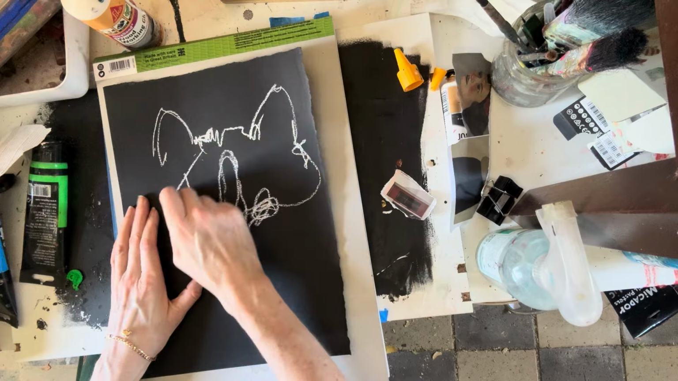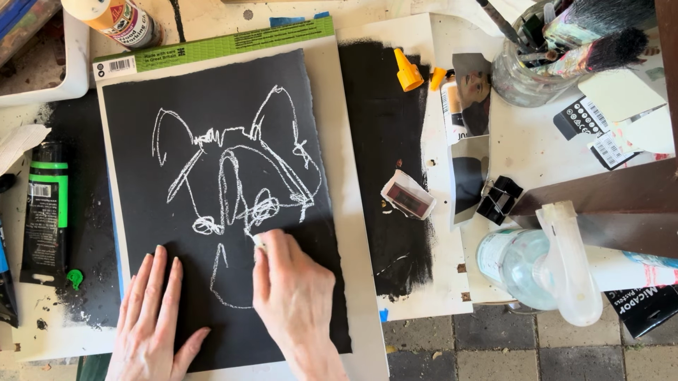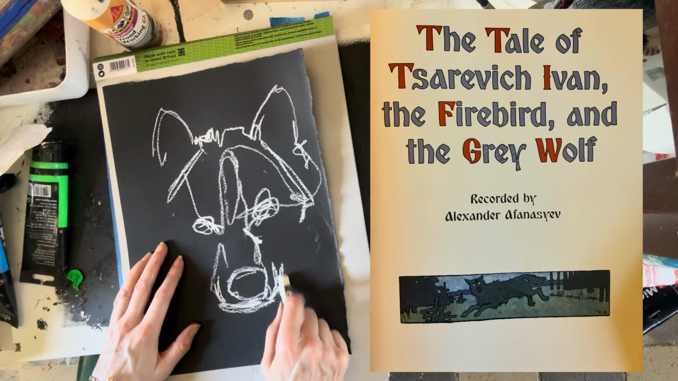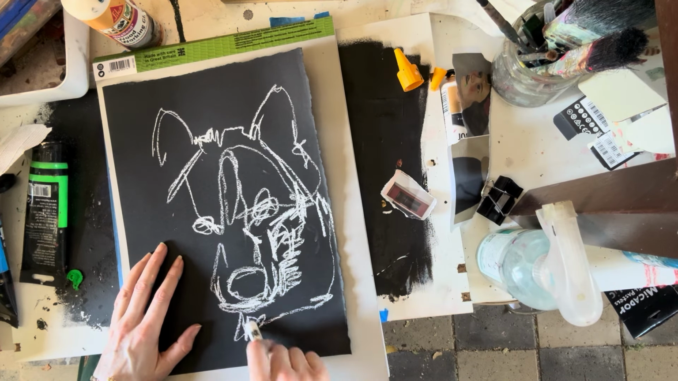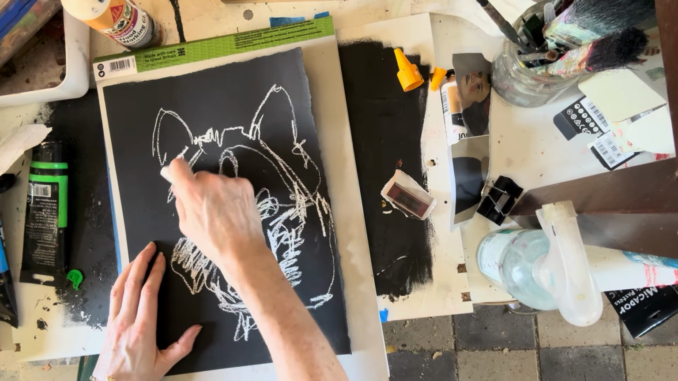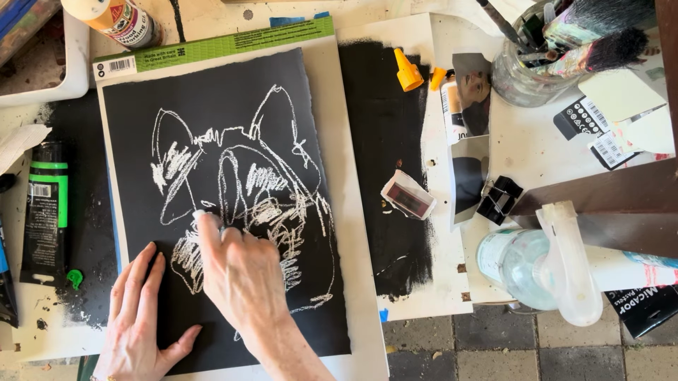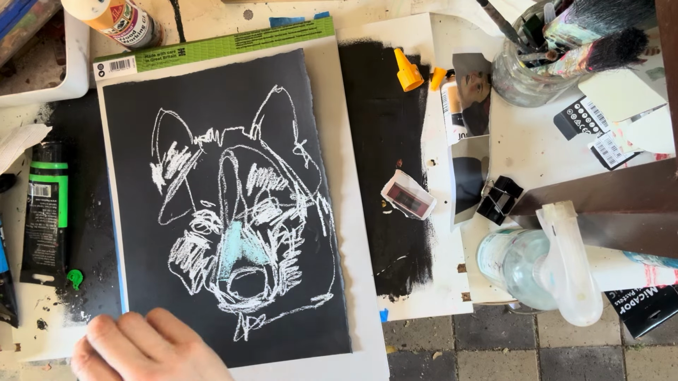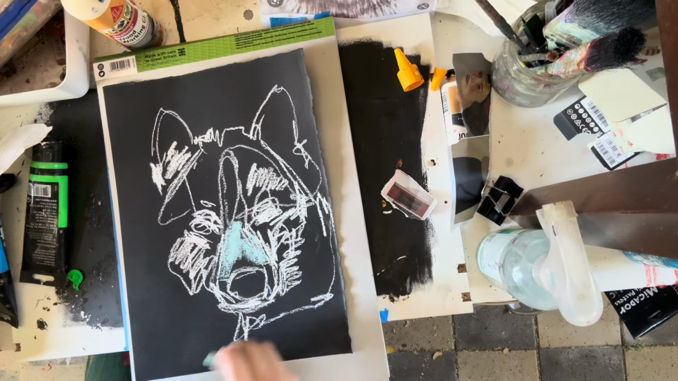So I found a very obscure Russian fairy tale called The Tale of Tsarevich Ivan the Firebird and the Grey Wolf. And I actually ordered a copy from Amazon, so I've got the hard copy, which is lovely, and the illustrations are beautiful. Anyway, I'll just explain it in a nutshell.